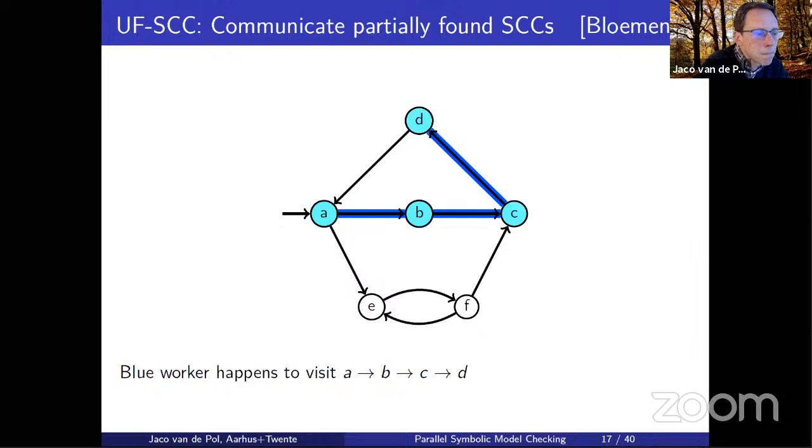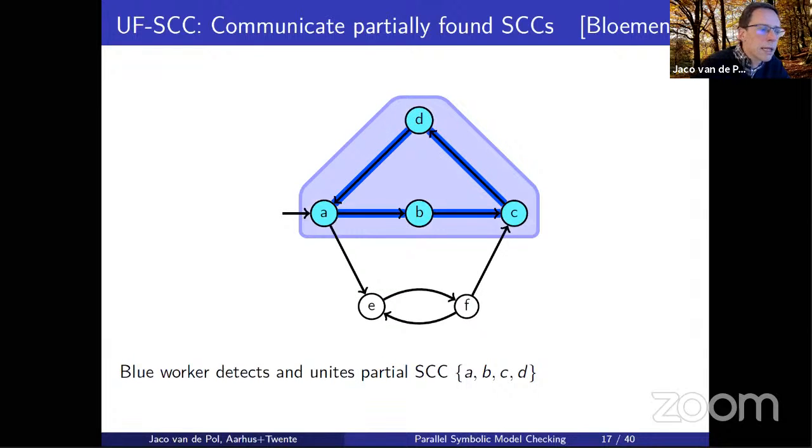And then it sees A, and well, it has started in A, so it knows this part should be contracted, or we take the union of this part in our unified structure. So assume that worker 2, the red worker, has also started.